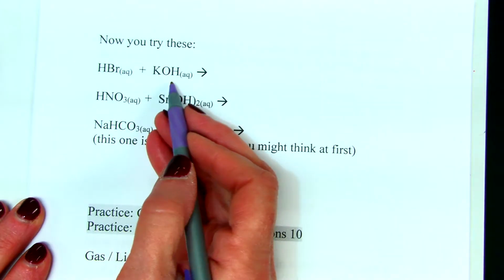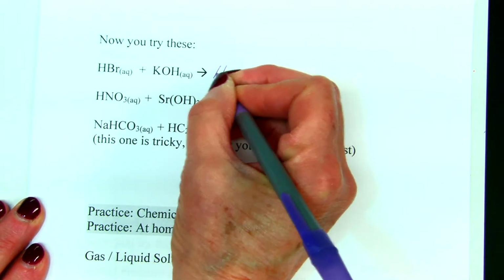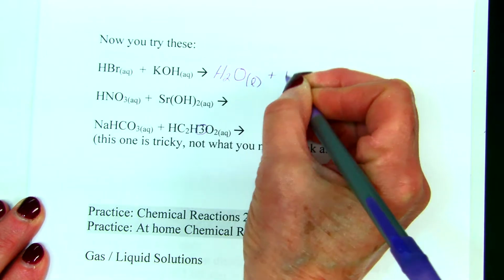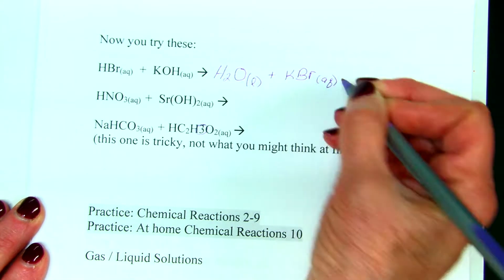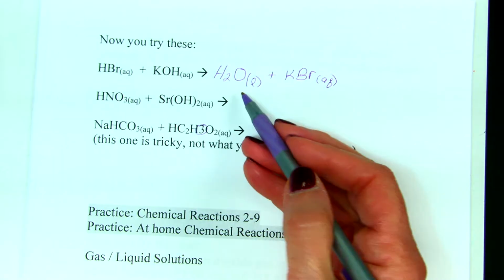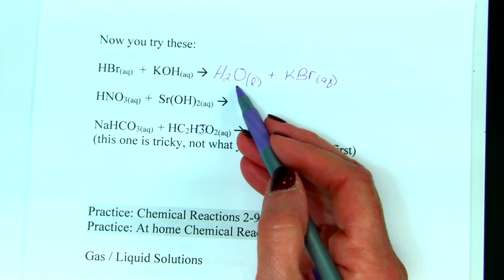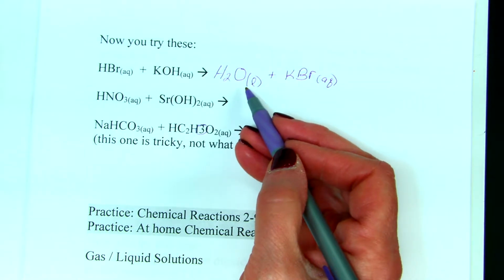So we trade partners here, and what do I make, class? Water, which is a liquid, and potassium bromide. Now, potassium bromide dissolves, so it's aqueous, so those ions are still floating around in solution. But water does not break apart completely into ions, so it is a weak electrolyte, so I have real chemistry. The real chemistry is that I made this liquid water, the weak electrolyte.